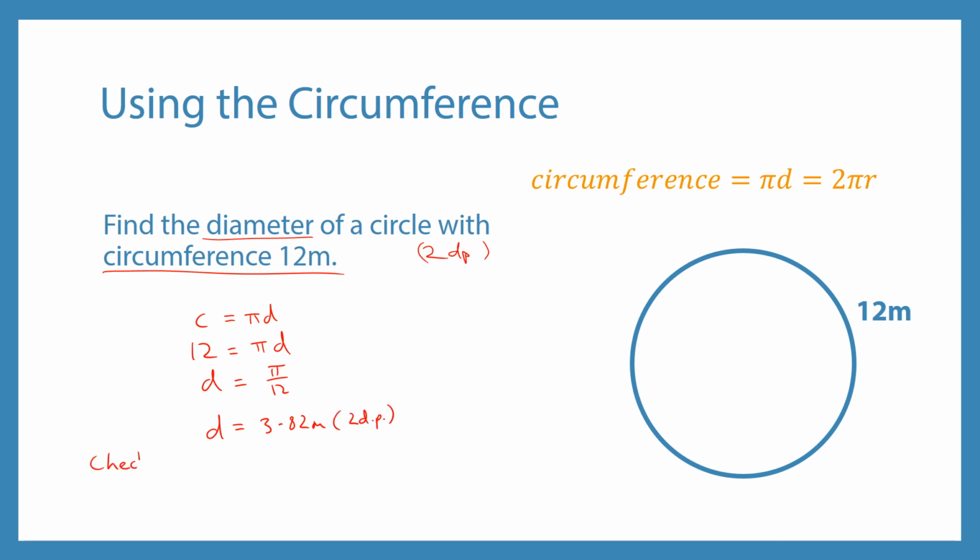And we'll check that. You can do this in your head generally. So our diameter is approximately the same as 12 over 3, which is 4. And that's pretty close to our final answer.